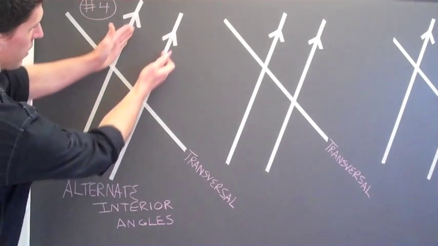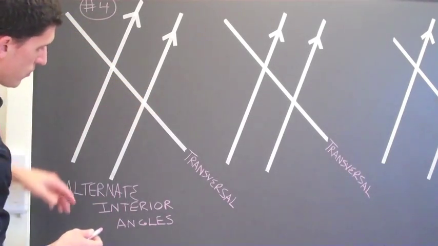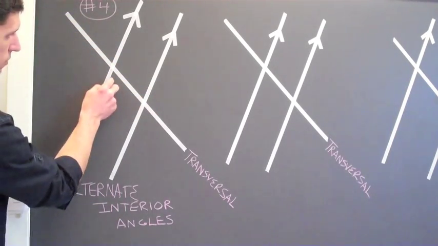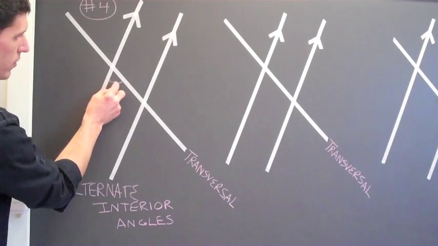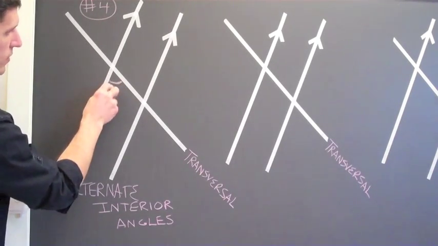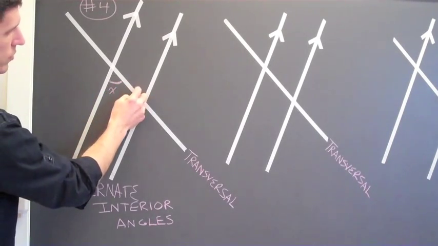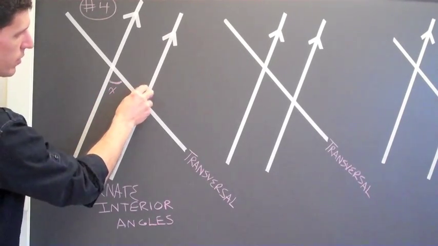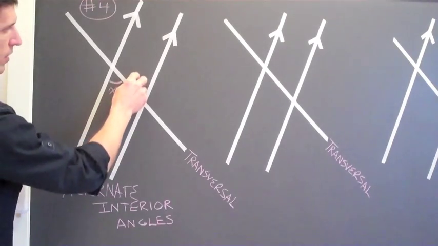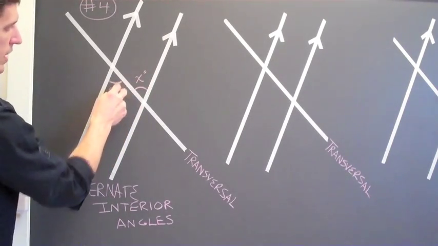Here's my set of parallel lines, here's my transversal, and I'm on the interior. So this angle right here, for example, is the same angle, if this were x, as on the alternating side of the transversal, but still interior of the parallel sides, this would also be x.